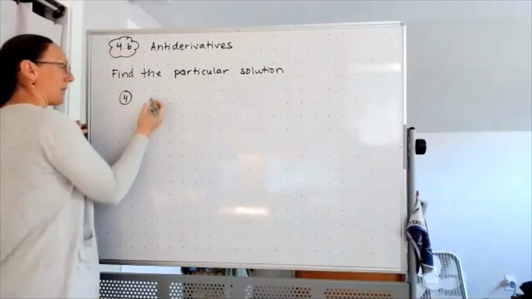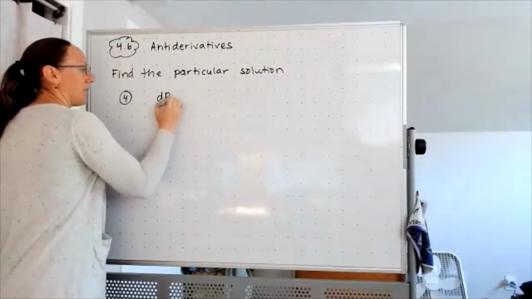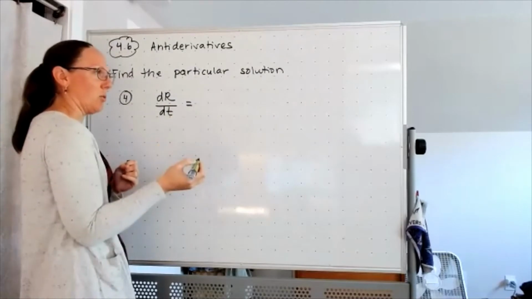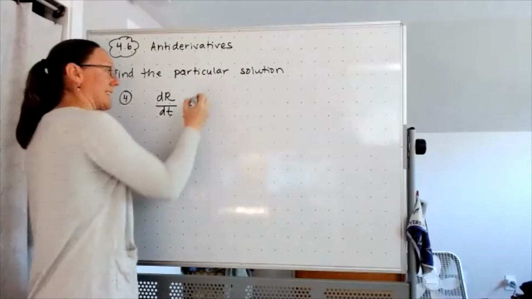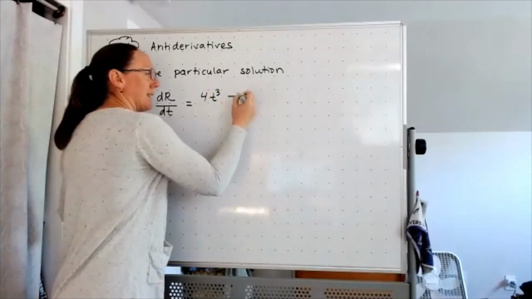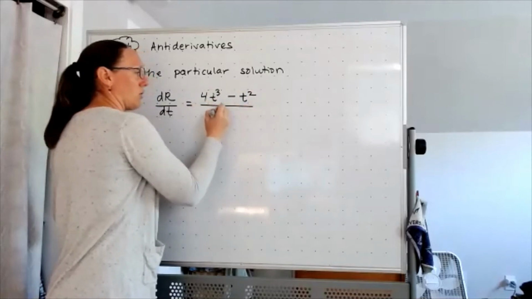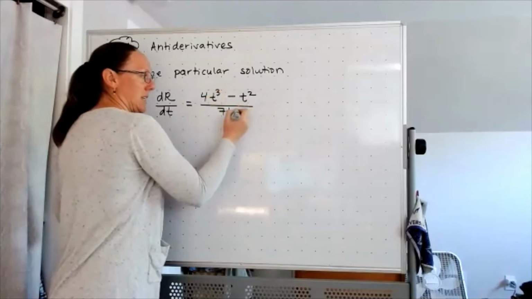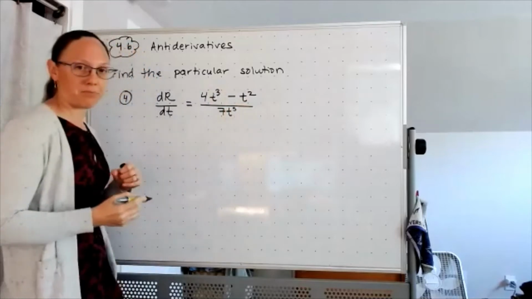And the function that I'm going to give us here, or rather the derivative I'm going to give us, I'm going to say dr dt is equal to, and I don't know what kind of fractions people wanted, but you're going to get my kind of fractions. So let's say we've got 4t cubed minus t squared all over 7t to the 5th. Sure.